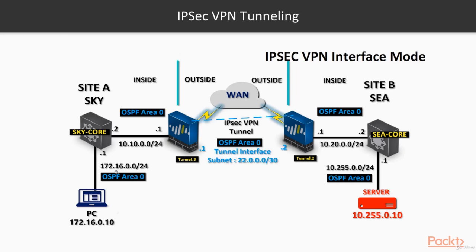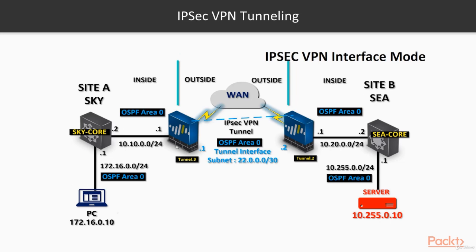Now, we want to allow this additional subnet, but instead of manually telling SkyCore, hey, if you want to reach 10.25, I need to send a static route, and then the Palo Alto will need to have another static route to hit the traffic and send to site B.